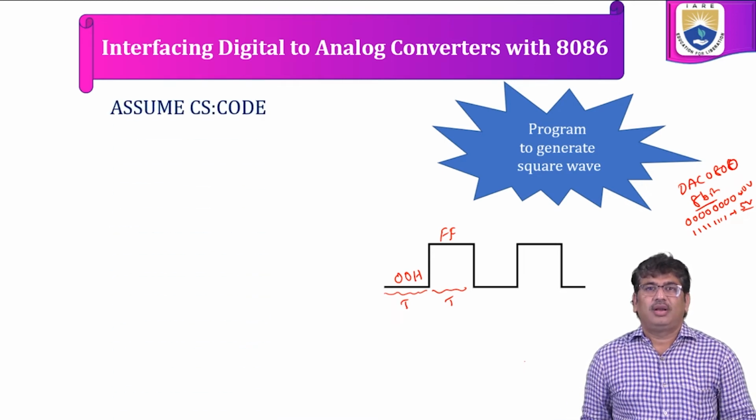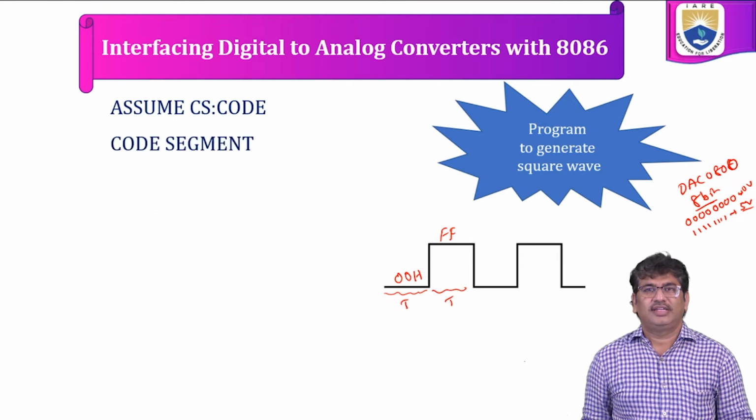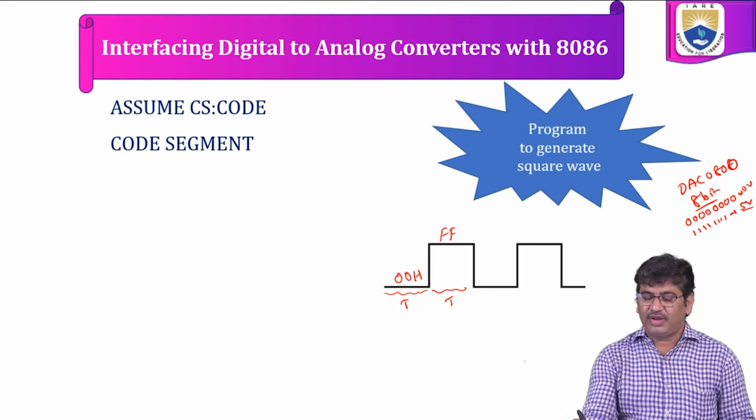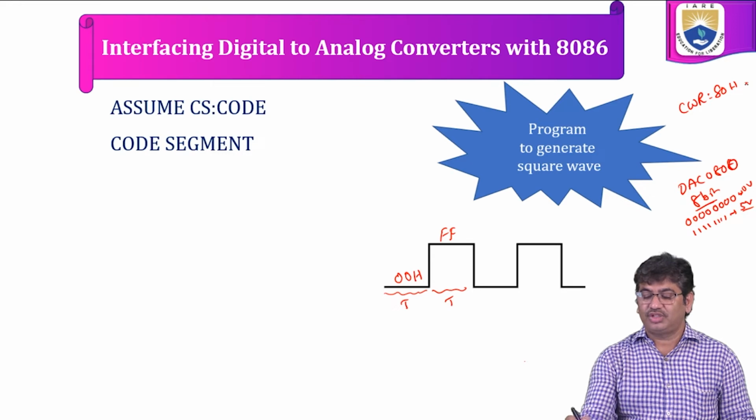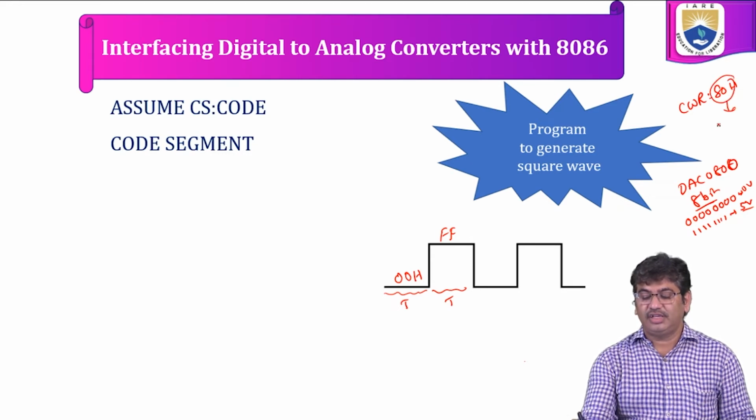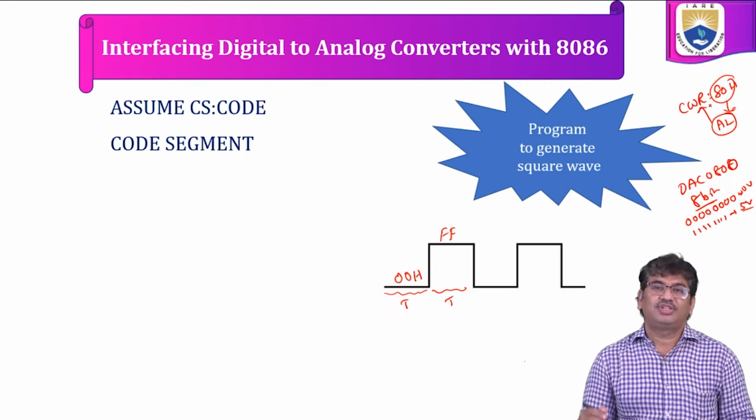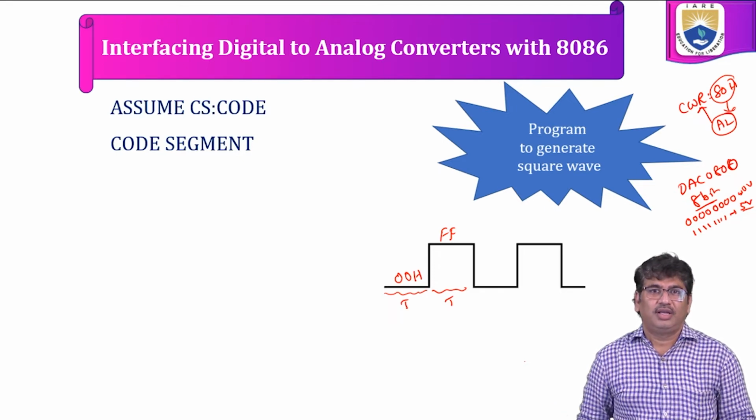The program will start by initializing the code segment using the directive ASSUME CS:CODE. Then we start the code segment using the segment directive, writing CODE SEGMENT. Start the program with START. The first step we have to write is updating the control word register value with 80H. For writing 80H into the control word register, first we will move 80H into the AL register, and by using the OUT instruction, we will move it to the control word register.